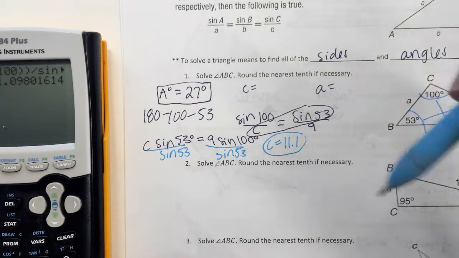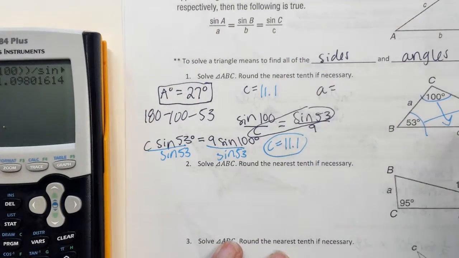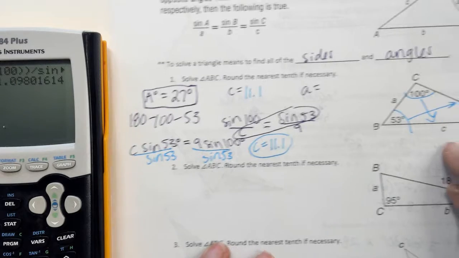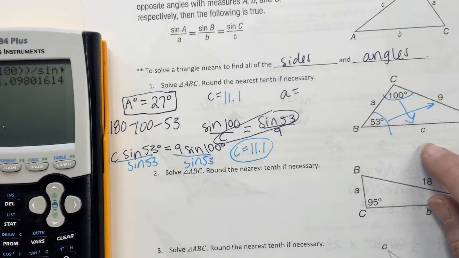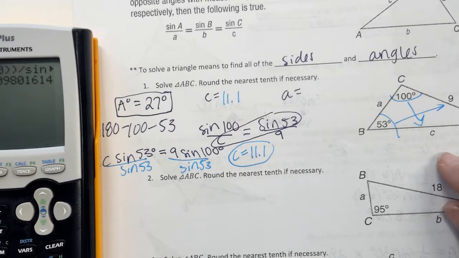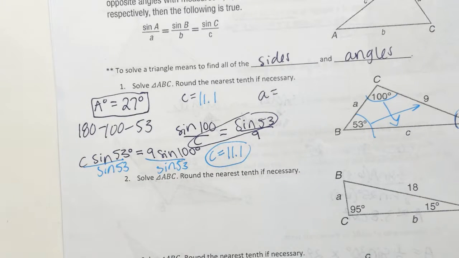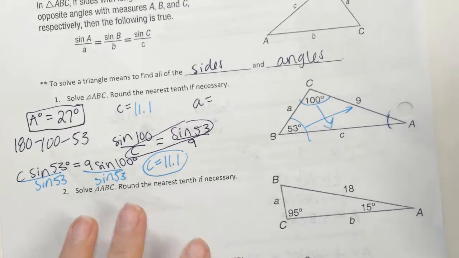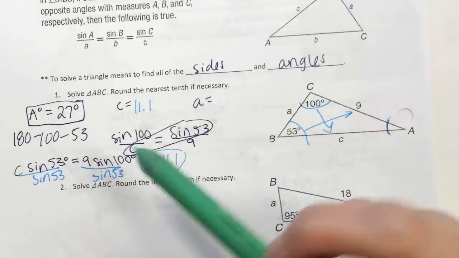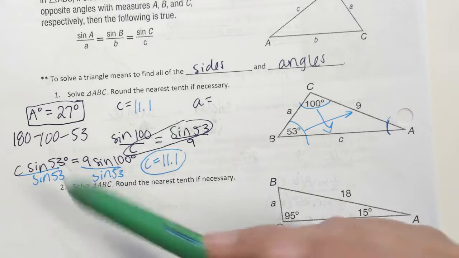Now, question about this. To find A right here, the last missing side, can I do Pythagorean theorem? Yes or no? Why couldn't I do Pythagorean theorem on this one? You don't have a right angle. Very good. You can only use Pythagorean theorem with right angles. Notice that none of these degrees are 90, correct? That's why we have to use law of sines right here.